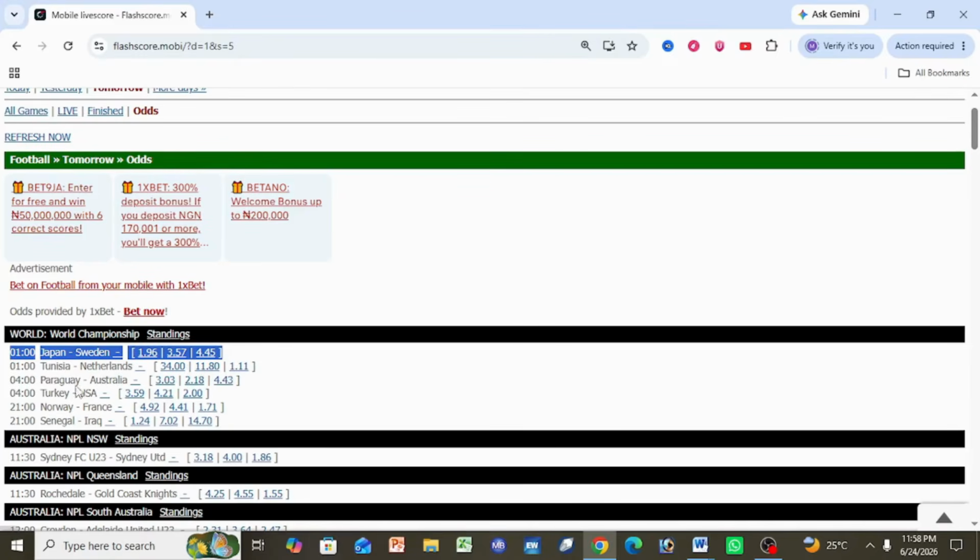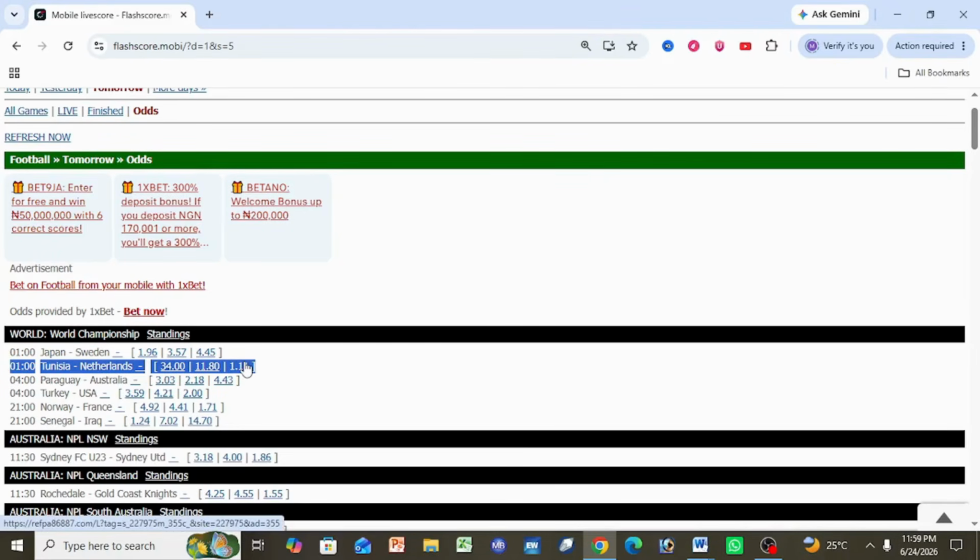All right, so the number 2 is Tunisia, Netherlands. When I check the 0-0 correct score for Tunisia, Netherlands, the margin was 15.5. That shows that there is no 0-0 score expectation for the match. And I checked 1-1 and the margin was 6 points above. So this simply means that the market is not expecting a draw in this match. They're not expecting a draw, they're expecting any team to win, either Netherlands or Tunisia, any team can win.